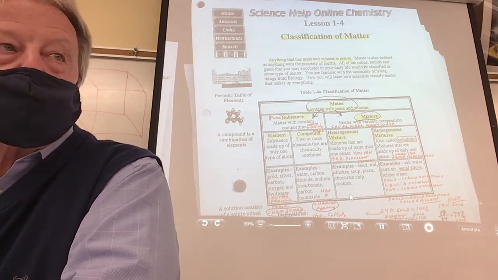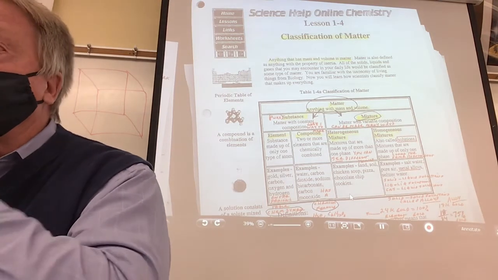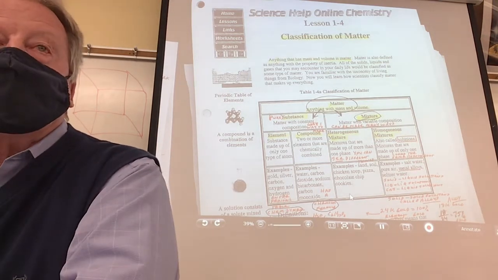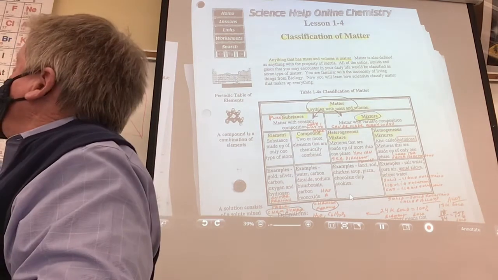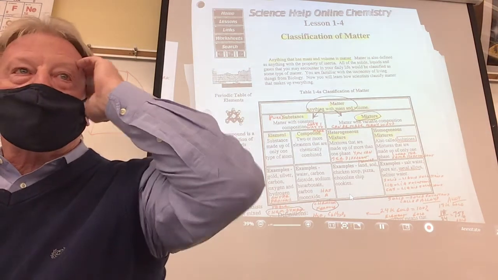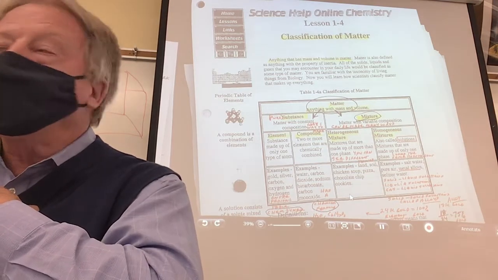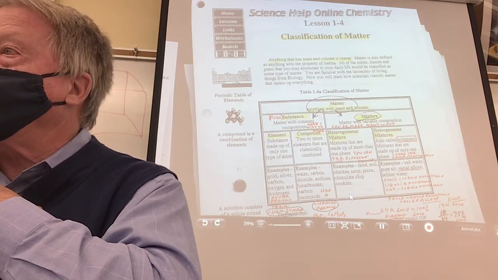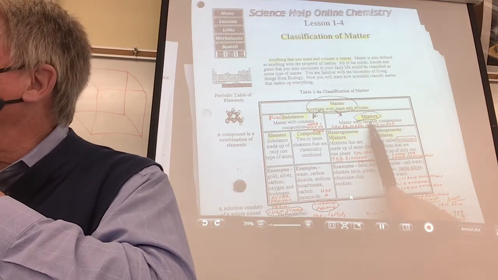C6H12O6. Remember that from biology? So they must be compounds because they have a formula. What about air? Air? No, you're not an element. Does air have a chemical formula? There's no formula for air. So you must be a what? A mixture. You must be a mixture. That's right.